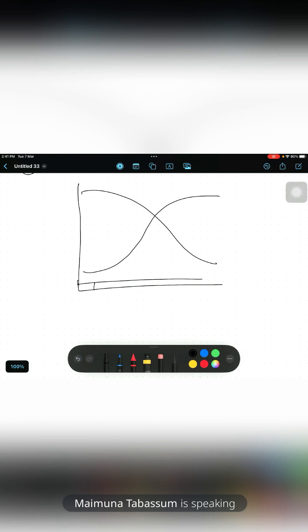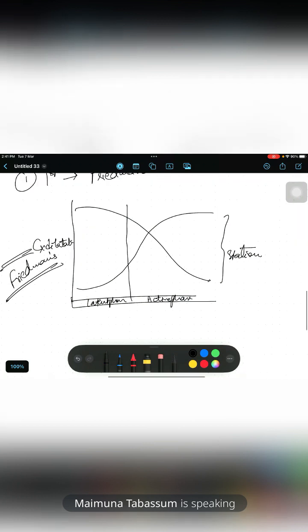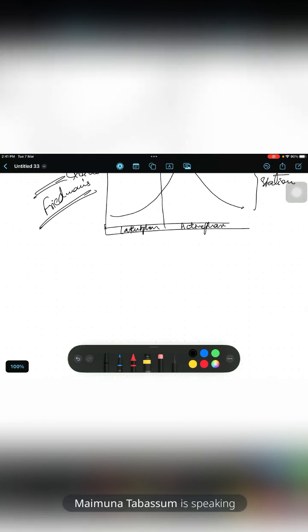So this is the latent phase. Here you will have the cervical dilatation, and here comes the active phase. So this is about the dilatation and the station. This shows the station. This is Friedman's curve, the initial partograph. The first partograph which is identified is the Friedman's curve.